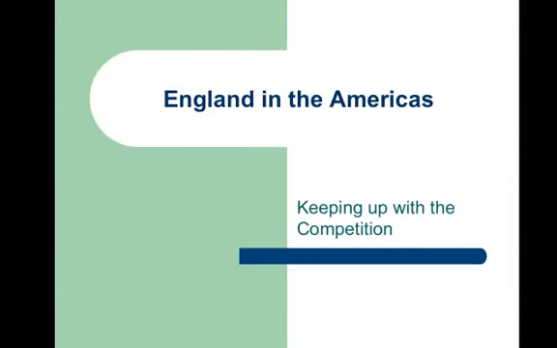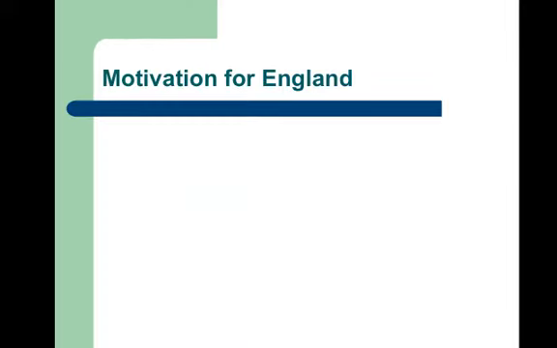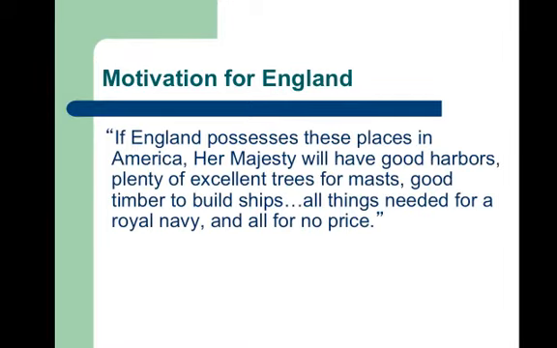Next, England in the Americas, keeping up with the competition here. What was the motivation for England? You know, we talked about Columbus saw these people, said we can enslave them, we can make an empire. Well, here was what a messenger provided back to England. If England possesses these places in America, Her Majesty will have good harbors, plenty of excellent trees for masts for ships, good timber to build ships, all things needed for a royal navy, and all for no price.